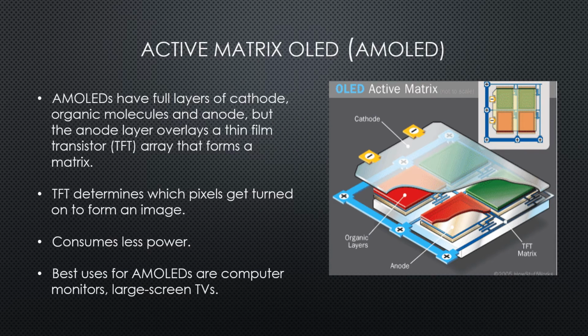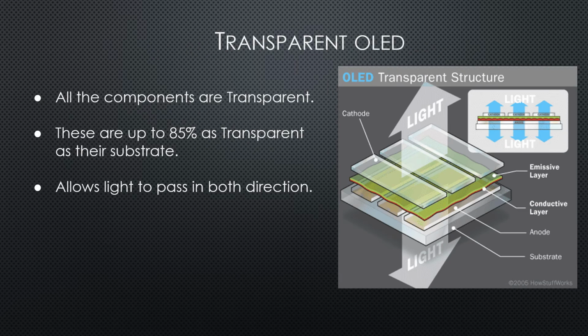Second type of OLED is AMOLED, which is active matrix OLED. They have full layers of cathode, organic molecules and anode, but the anode layer overlays a thin film transistor array that forms a matrix. This TFT determines which pixels get turned on to form an image. It relatively consumes less power. AMOLEDs can be best used for computer monitors, large screen TVs.